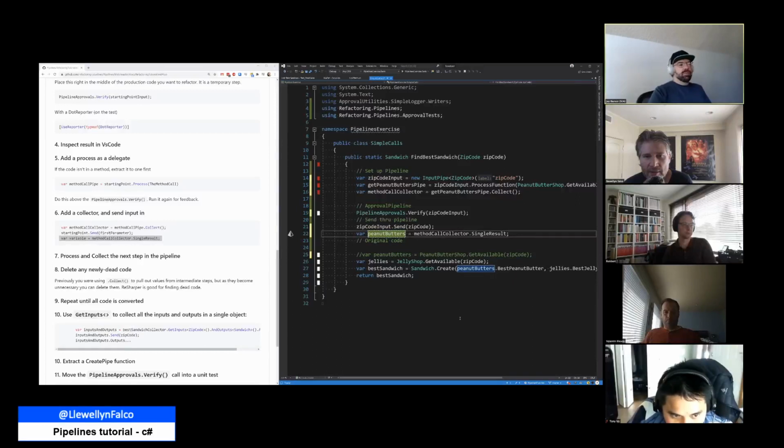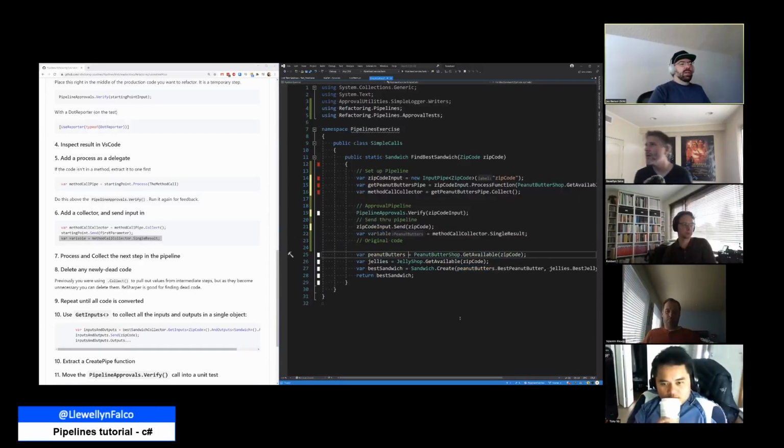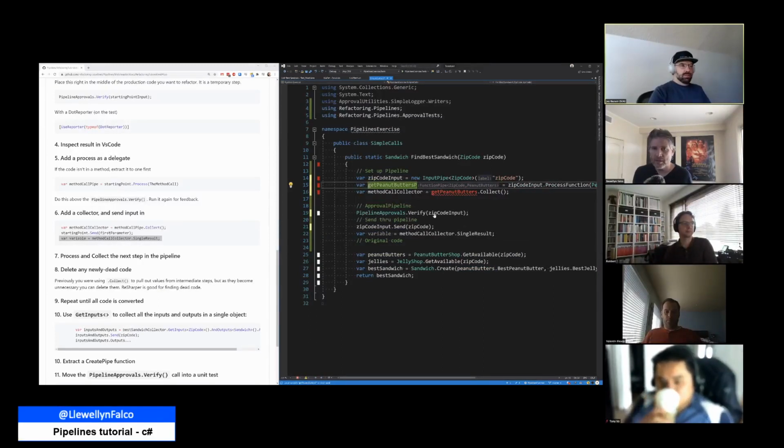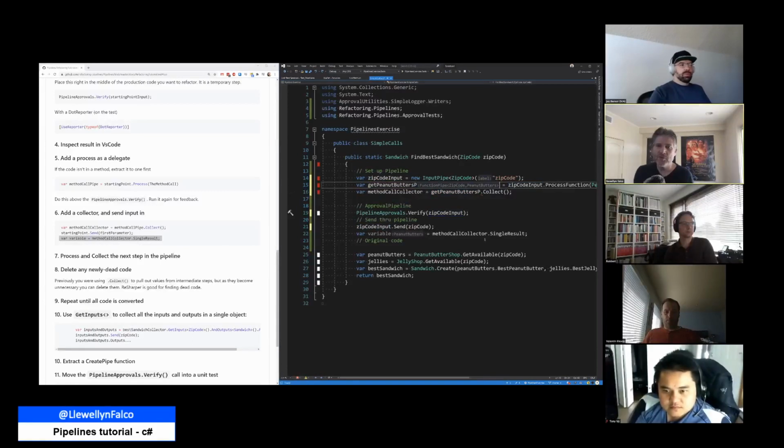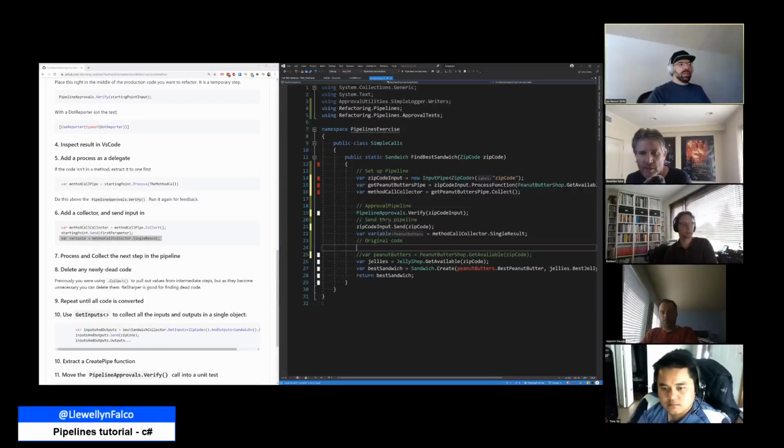Yeah, let me do what I did again, because that was an important missing step. So right here, I'll turn green. There we go. Can we rename those pipes though? Just call that peanut butter pipe. You want to rename the pipe that has its name. Okay, but then rename the collector to get peanut butters collector.